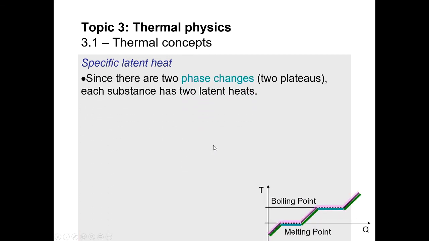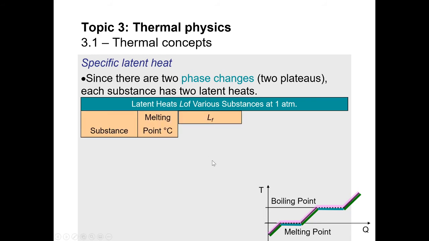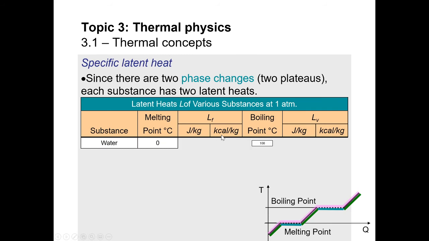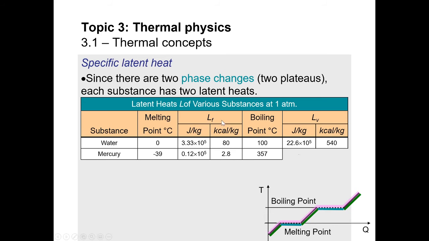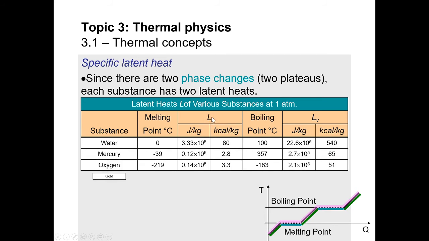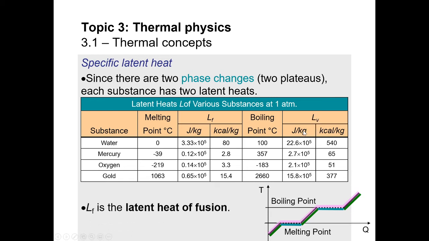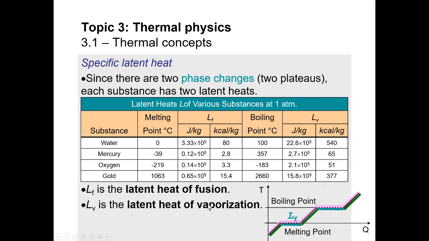Okay, now we saw that there were two plateaus, two horizontal segments. That means there are two types of latent heat. There's latent heat when you're going from solid to liquid or liquid to solid. And there's another latent heat when you're going from liquid to gas or gas to liquid. So when you're going from solid to liquid or vice versa, that's called the latent heat of fusion, symbolized by L subscript F. If you are going from liquid to gas or vice versa, that is called the latent heat of vaporization, or L subscript V. And there it is in the notes as well.